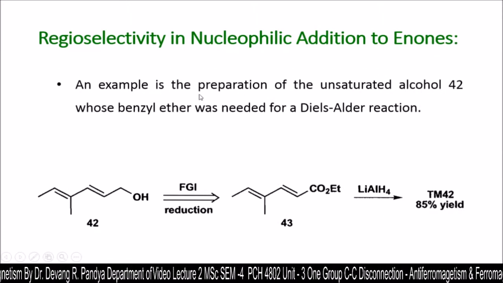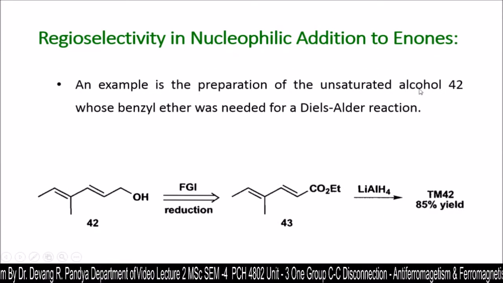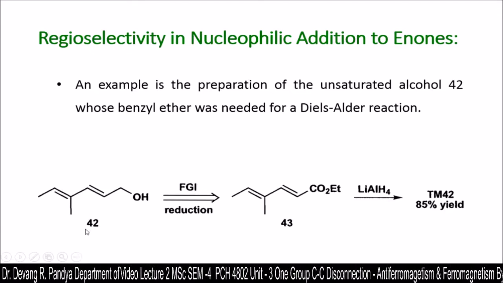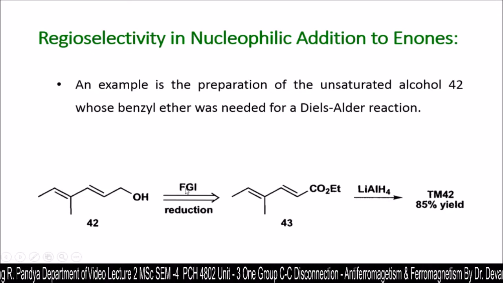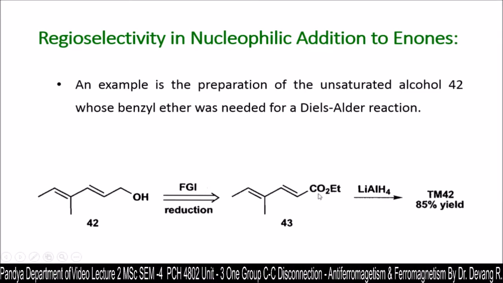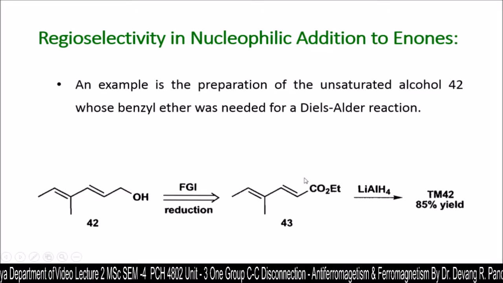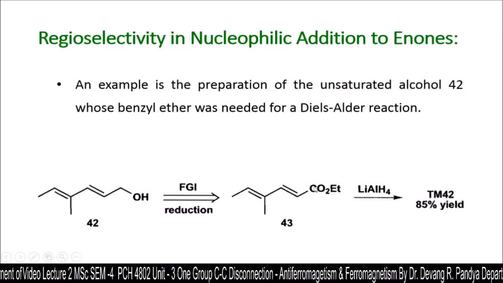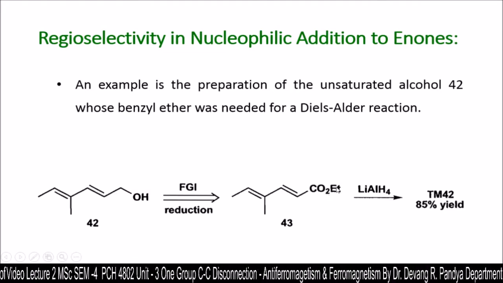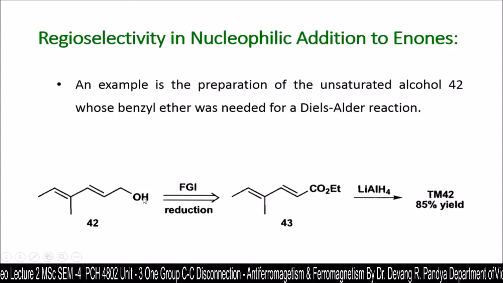Now an example is the preparation of unsaturated alcohol, that is structure 12. This is unsaturated alcohol, and we're going to perform functional group interconversion. It's going to give us, instead of the hydroxyl group, a more active ester group.